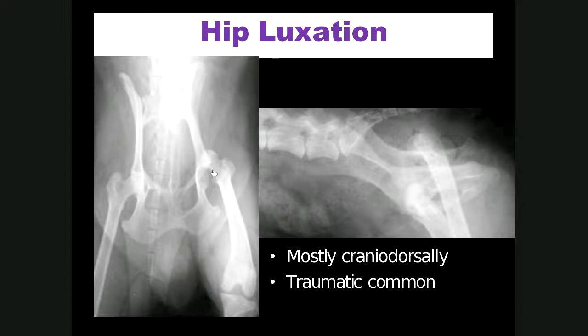For example, in this VD radiograph, the femur head is seen to be luxated outside of the acetabulum in a cranial direction, and the lateral view helps determine that it is also in a dorsal direction. Traumatic causes are the most common. In immature animals, femur head physeal fractures or Salter-Harris 1 fractures are more likely than luxations because the physis is the relative weak point.